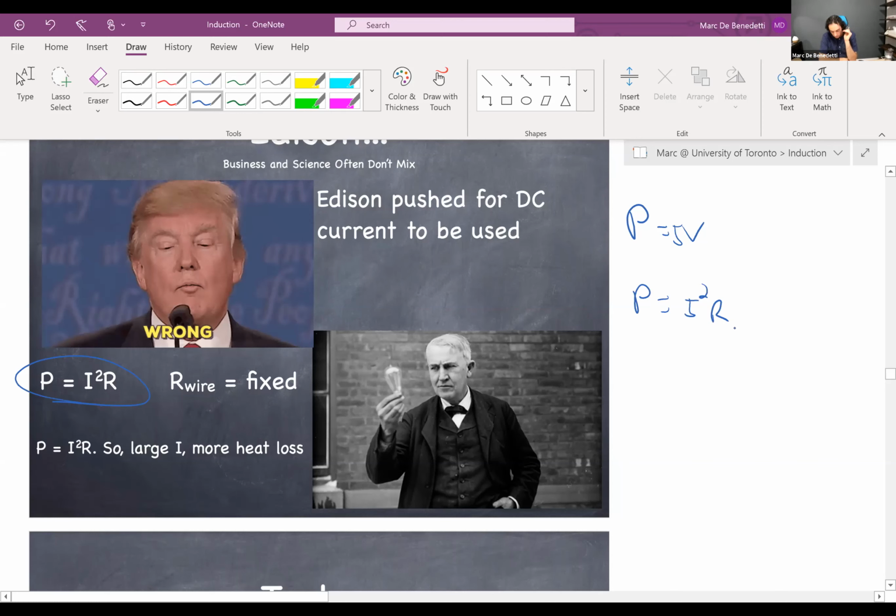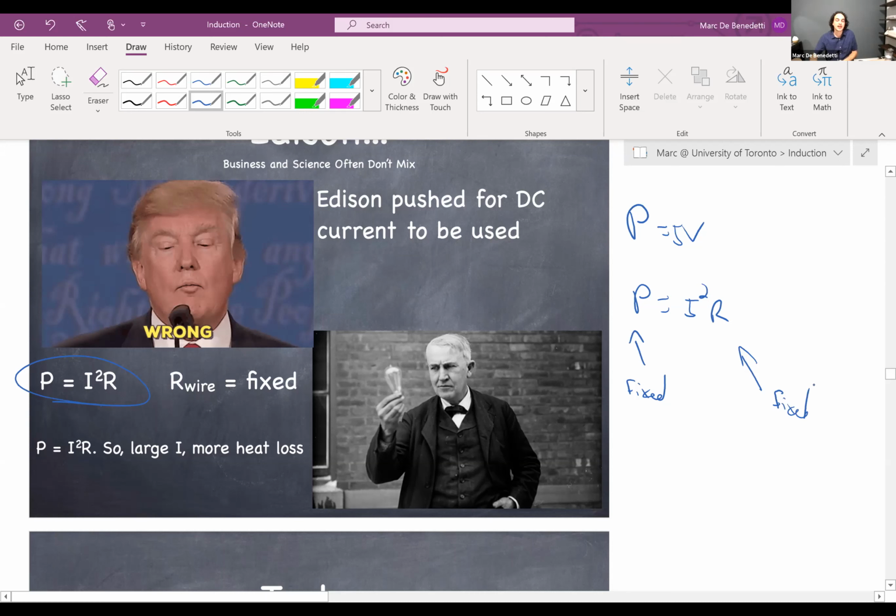So why do I use it this way? Well, current in the wire is constant everywhere in the wire, so that's easy. The resistance of the wire you can measure: resistivity times length divided by cross-sectional area. And power is fixed. Whatever power the power plant can generate is a fixed value, and that's not up for debate. So the power is a fixed value, and the resistance is a fixed value.